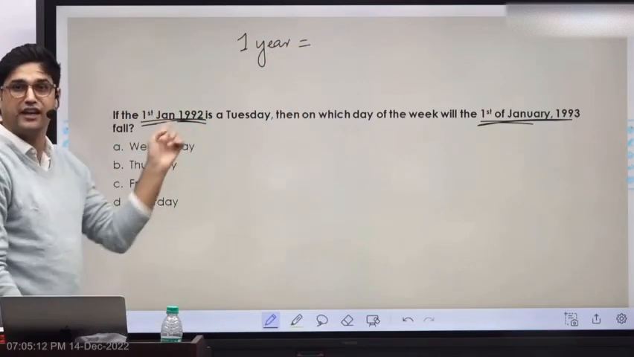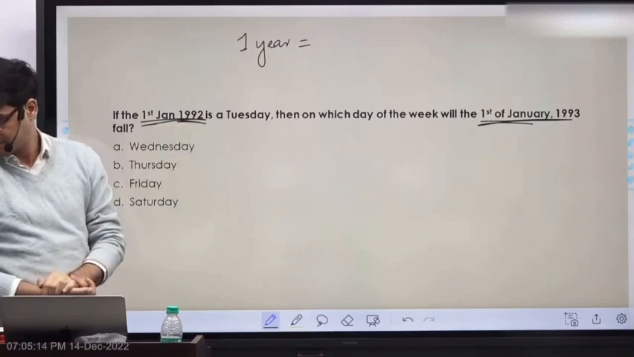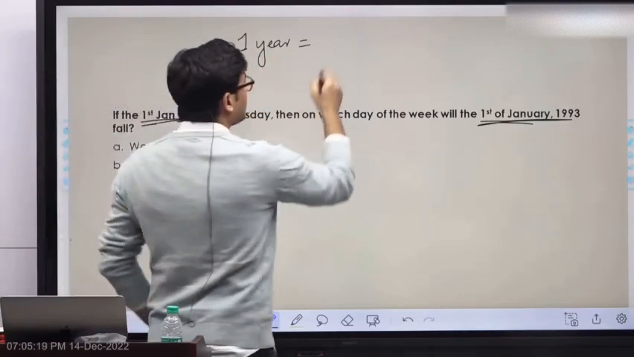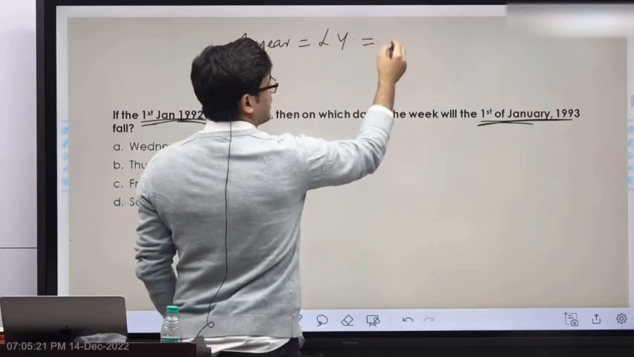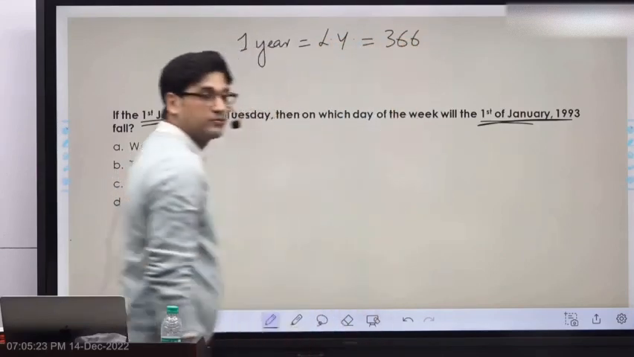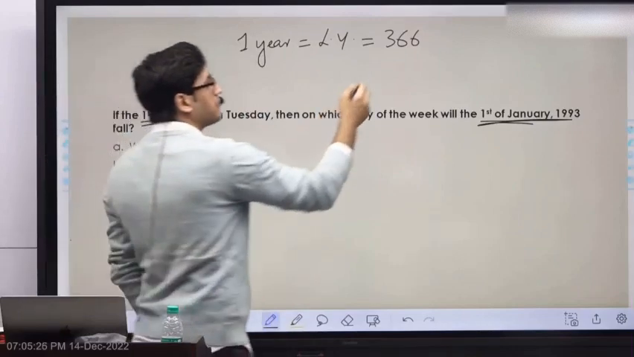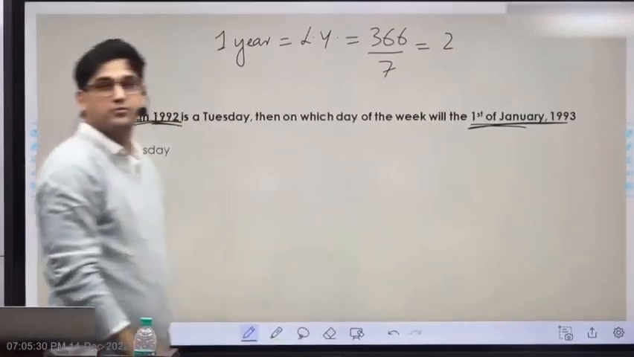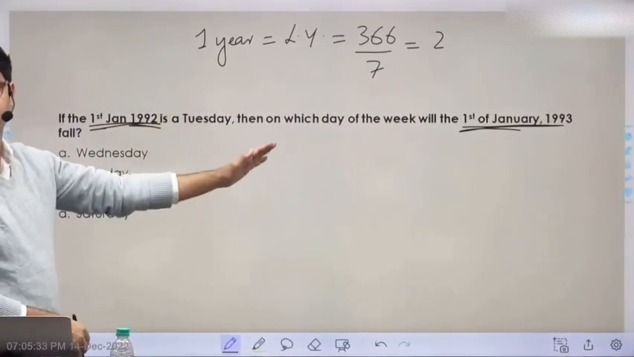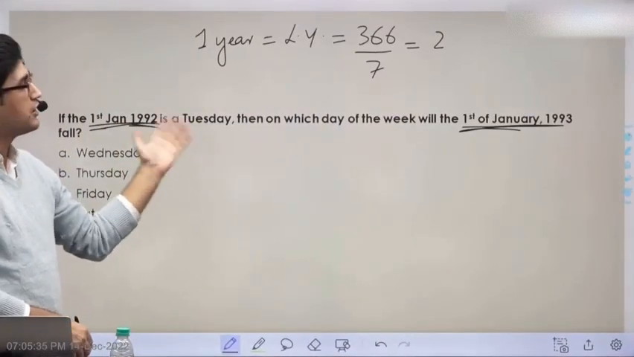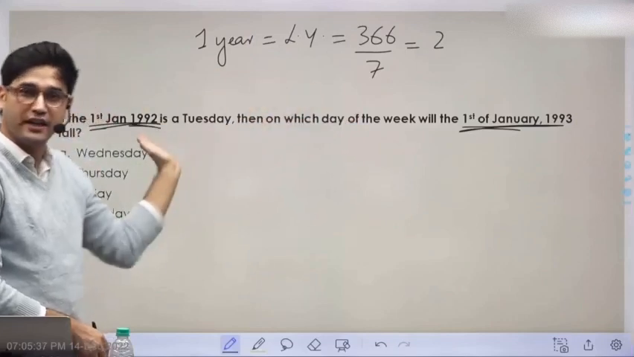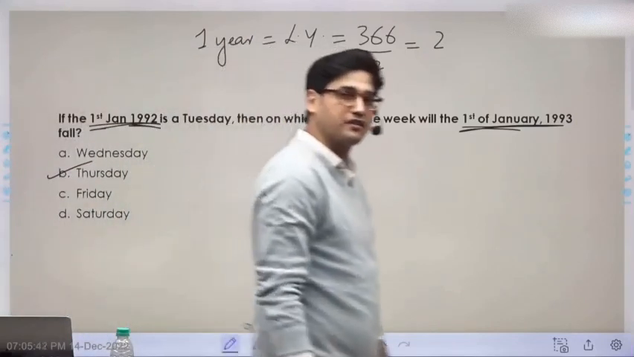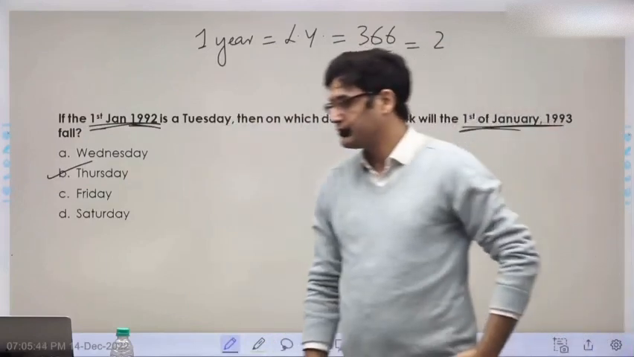Why? Because 1992 is a leap year. You can divide it by 4. Because it's a leap year, how many days will have passed? 366 days. If 366 days have passed, you divide 366 by 7, you get a remainder of 2. Because the year that has passed is a leap year, you could have automatically added 2 to that date and you would have gotten to the answer, which is Thursday. Very simple. You could have done this also. Is it clear?